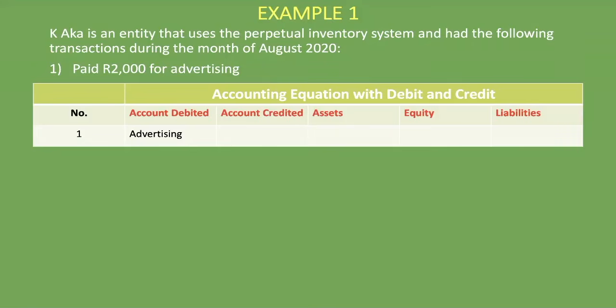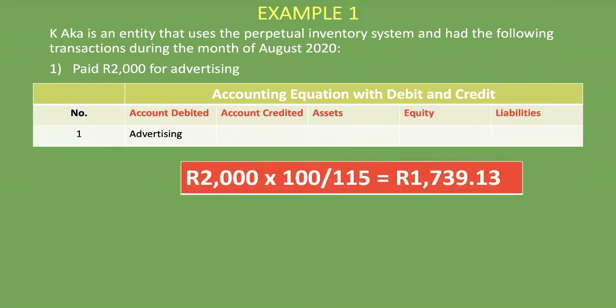So this 2,000 Rand is the 100% plus the 15% VAT. So we have to remove the VAT. How do we do that? Well, we'll take the 2,000 Rand times 100% divided by 115 and we get an amount of 1,739 Rand 13 cents. Now, if you do not know how to remove VAT or to get the amount including and excluding VAT, we've done a simple lesson where we showed you how the formula works. You'll find the link in the description below as well.